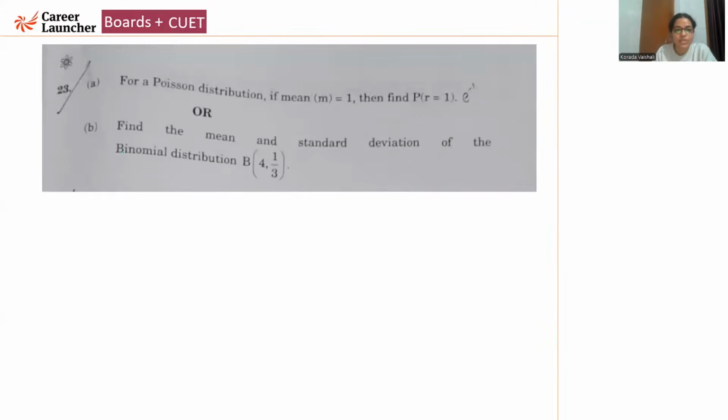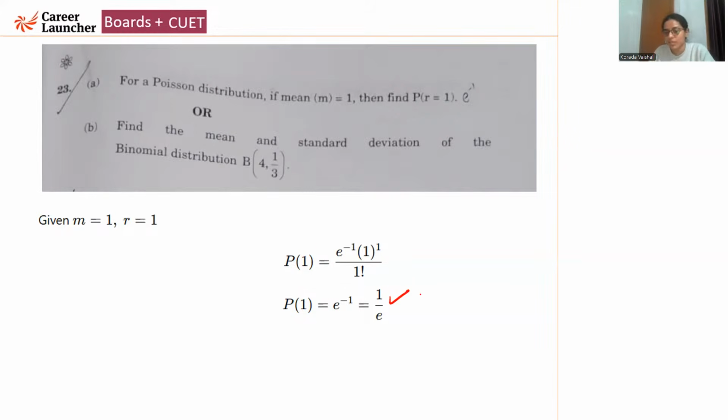23 says that for a Poisson distribution, if mean is equal to 1. So basically जो lambda होता है formula में it is given out to be 1. So what is the value of r is equal to 1? So as you can see, we are simply applying the formula. So substituting 1 in the formula, you will get 1 by e, which I can say e to the power -1 is going to be the answer.